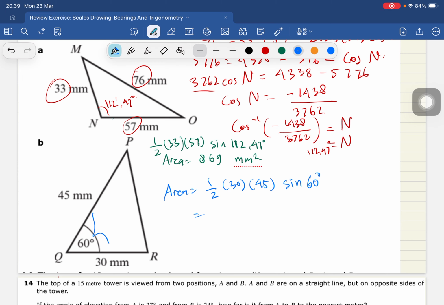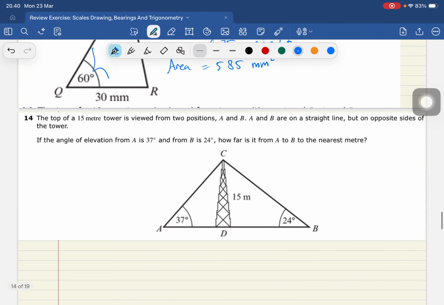15 times 45, it's gonna be 675, and then we multiply it with the sin of 60 degrees. You can use a calculator. So you will get the area is gonna be 585 millimeter square.